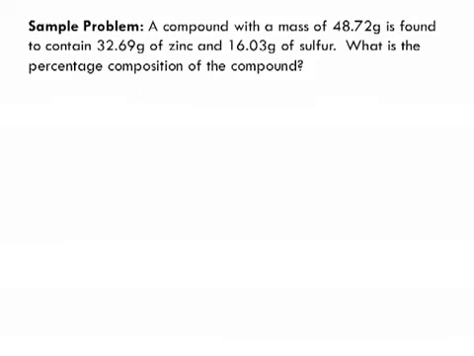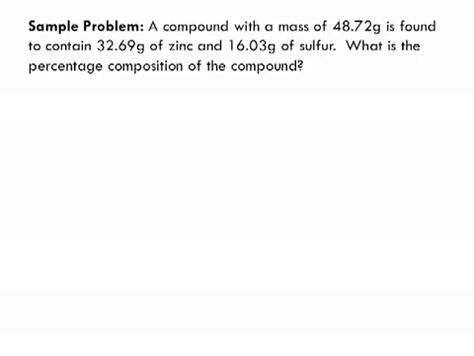So, let's look at the first sample problem. A compound with a mass of 48.72 grams is made up of the following 2 elements, zinc and sulfur. How much zinc do we have? Well, 32.69 grams of it is zinc. 16.09 grams of it is sulfur. What is the percentage composition of this compound?